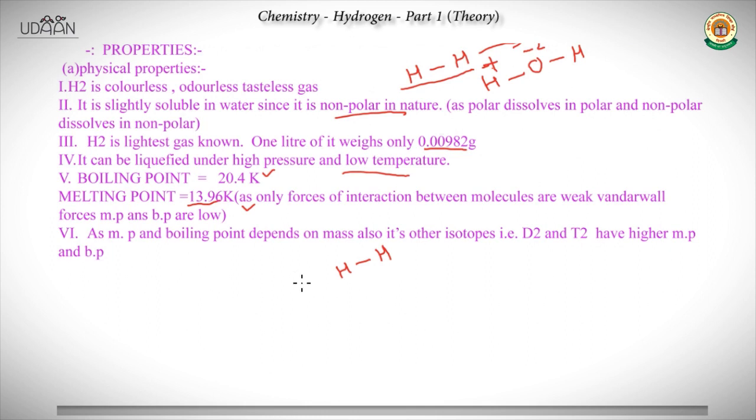Now we see that melting and boiling points of D2 and T2 are higher than H2. This is because these compounds have higher molecular mass than H2. H2 has molecular mass 2, D2 has 4 and T2 has 6, and melting and boiling points are directly proportional to molecular mass. That's why they have higher melting and boiling points.